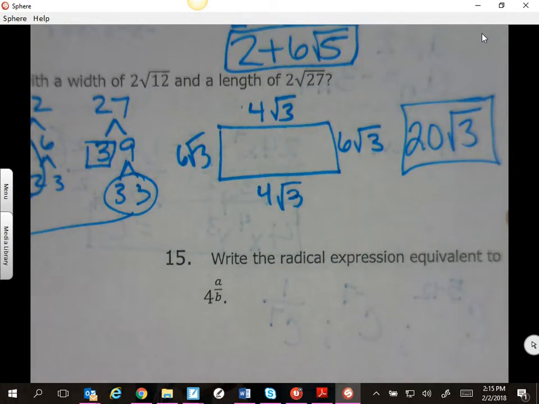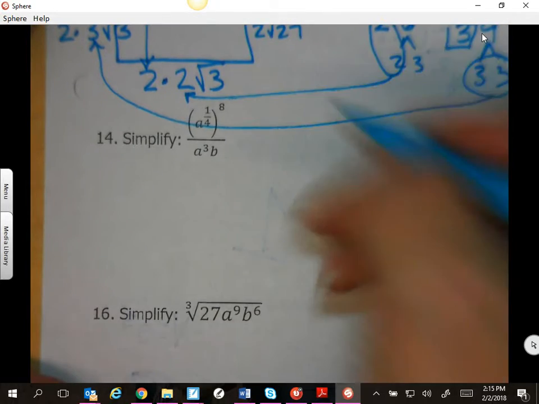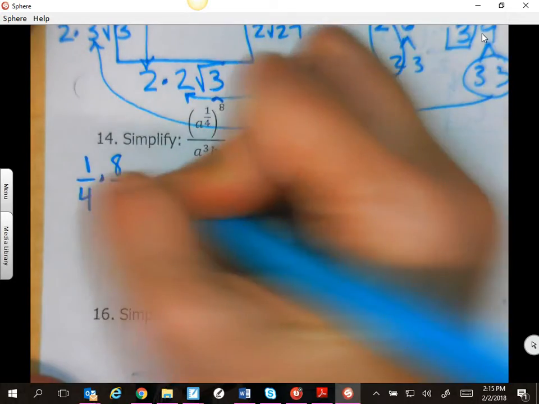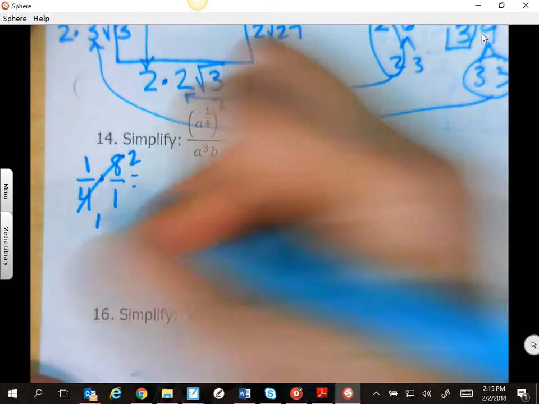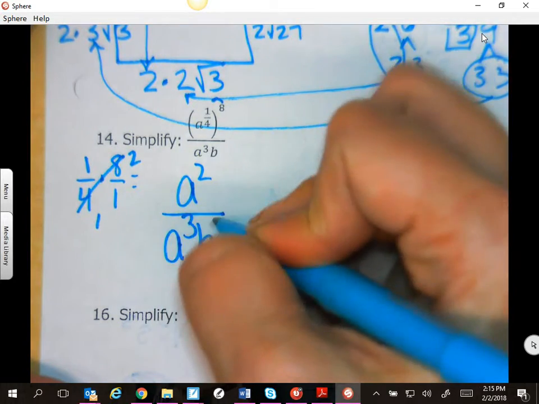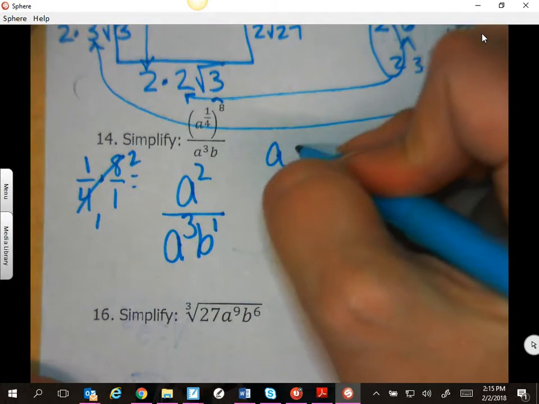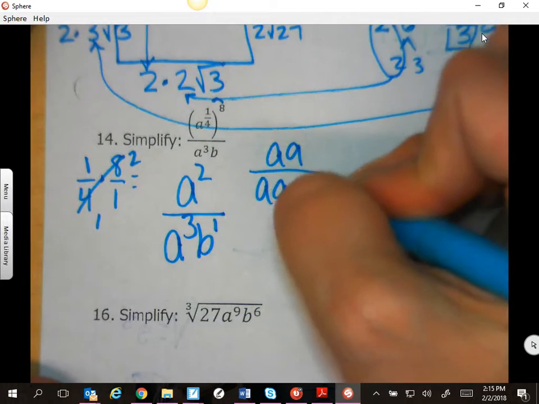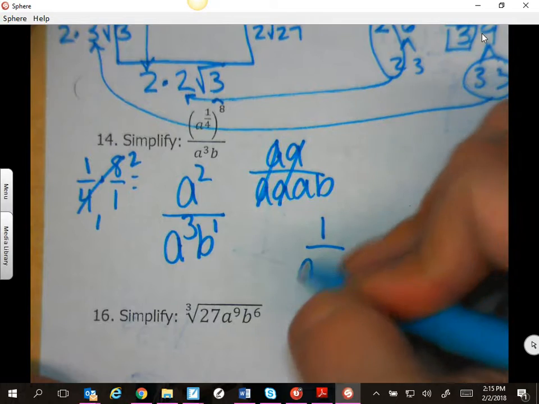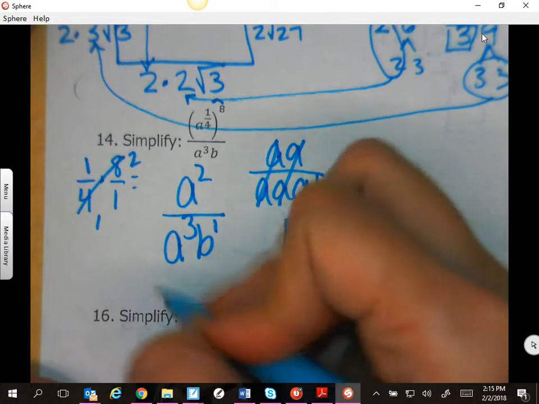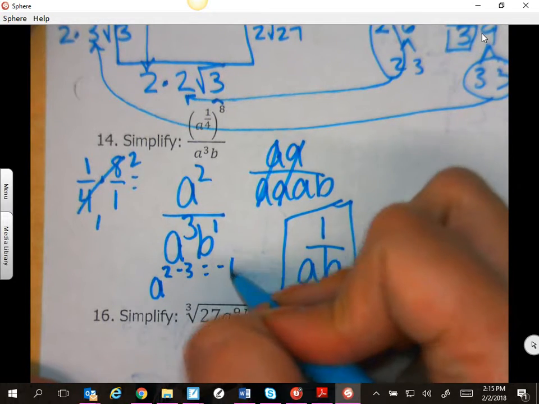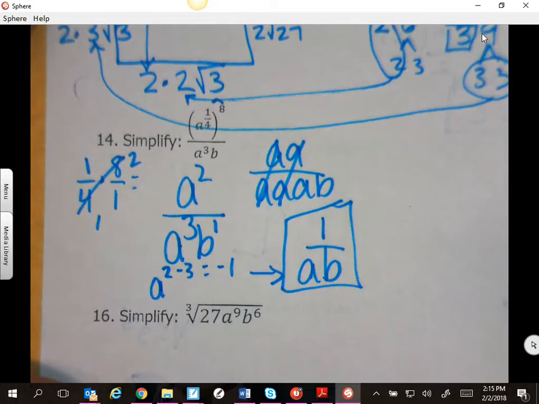Simplify number 14, you're going to distribute. If you do not know what 1/4 times 8 is, you can use your calculator or you can cross reduce. So we have a squared on the numerator, a to the 3rd, b to the 1st. You can write this out if you really wanted to. We're left with 1 on the top, 1 over AB. You can also simplify by subtracting, right? We get a negative 1, which means it's going to go in that denominator.